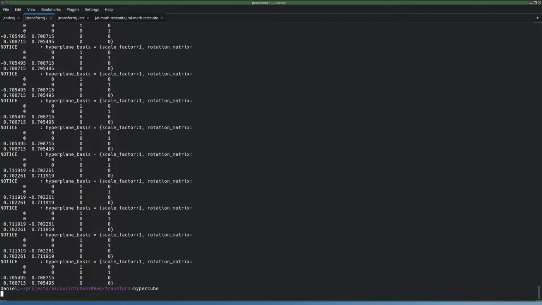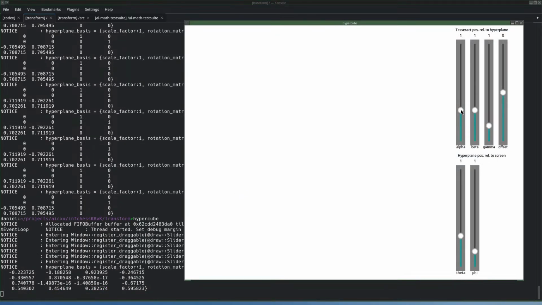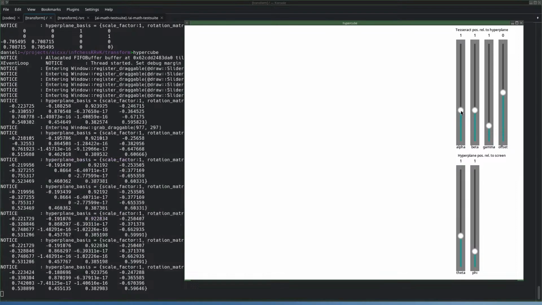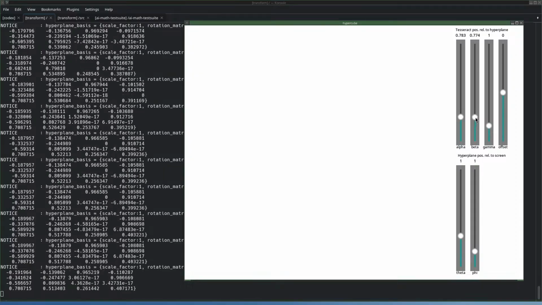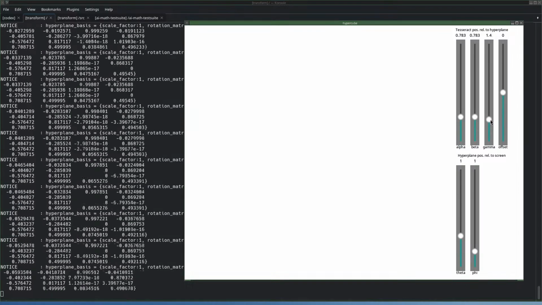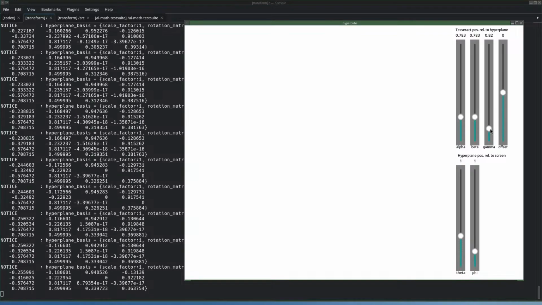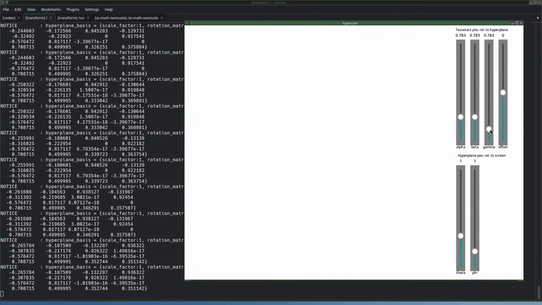Let's see if we can make that work. So 0.78 something, 0.78 something and 0.78 something. I'm not happy with the result. No, that doesn't look like what I wanted. It's not even close. Why?